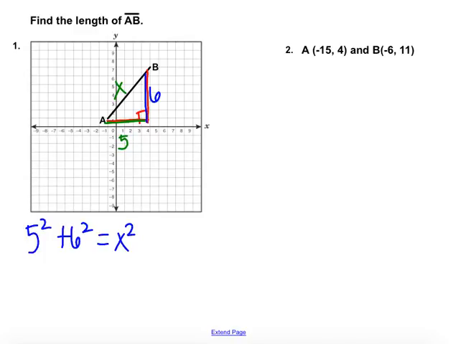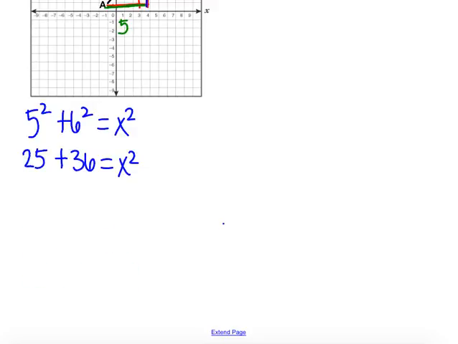Again, crunch some numbers. 5 squared is 25. 6 squared is 36 equals x squared. 25 plus 36 is 61. Again, our last step is to take the square root. You notice that we don't have a perfect square, so we're going to get a decimal. So we're going to get x is approximately 7.8.